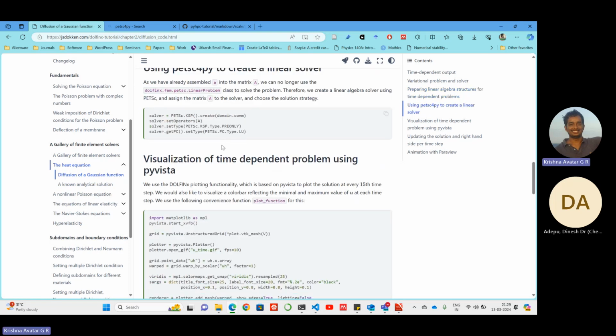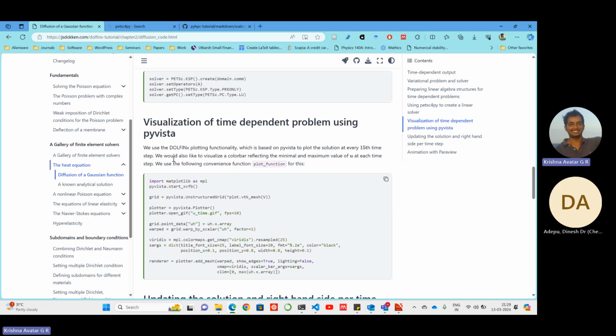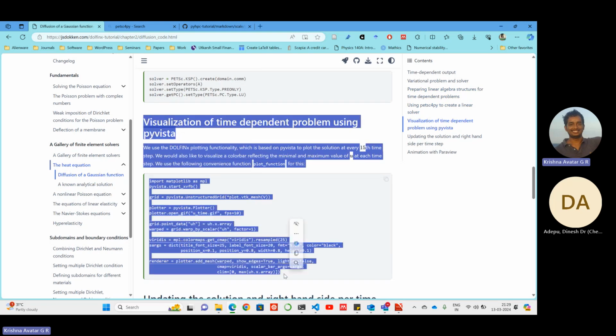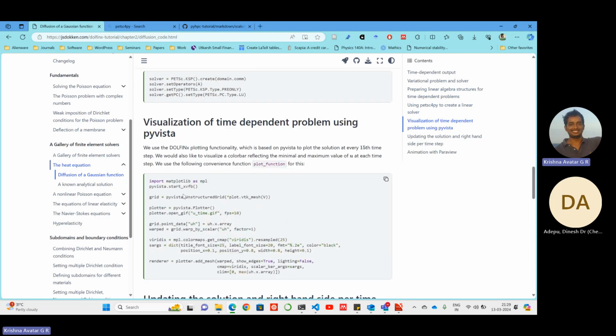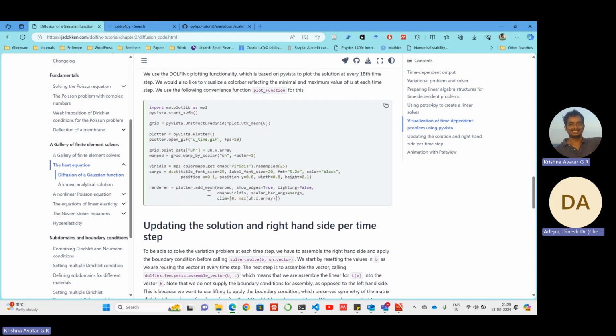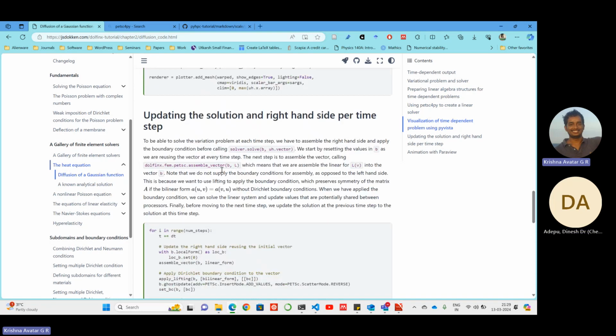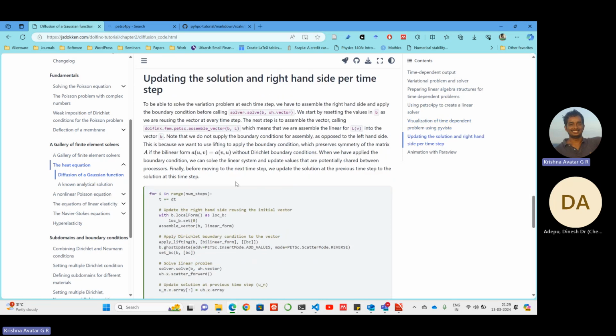Now, once we have defined the preconditioner, let's skip this part. This part has been creating lots of issues using PyVista. I tried today also, even on Linux, and it was not working. So we'll skip this part since we can anyway analyze things in ParaView, so no issue. Now we can directly jump here, updating the solution and right hand side per time step.